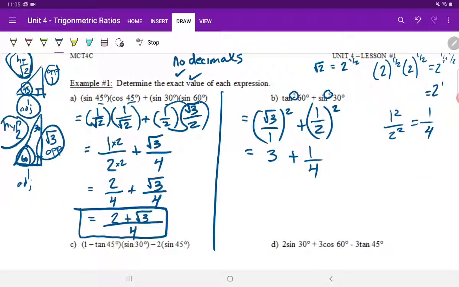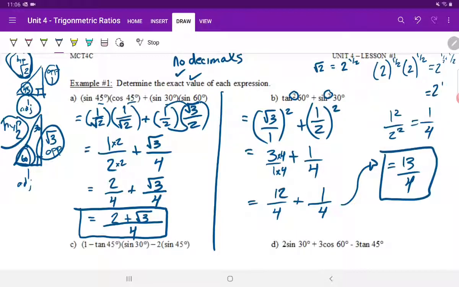Okay, find a common denominator. Remember, this is over 1. So common denominator will be 4. We multiplied this by 4 to get 4, so do that to the numerator as well. And your final answer is 13 over 4. That's the exact value. No decimals, it's a fraction, it's a ratio. Exact values, that's what we're doing here, not doing decimals.